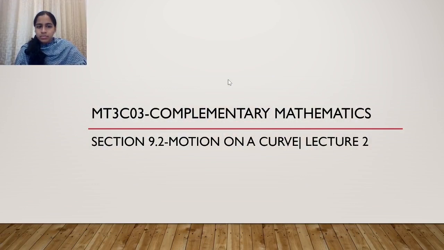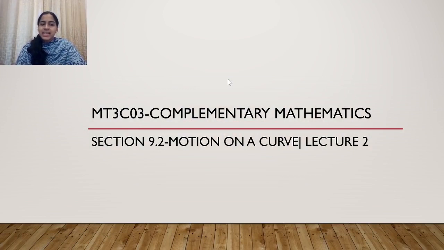So, we are moving on to the final portion of section 9.2. Section 9.2 was much smaller than section 9.1. It is getting over very fast. In the previous section, we discussed the velocity of a vector function, the acceleration of a vector function, and so on.